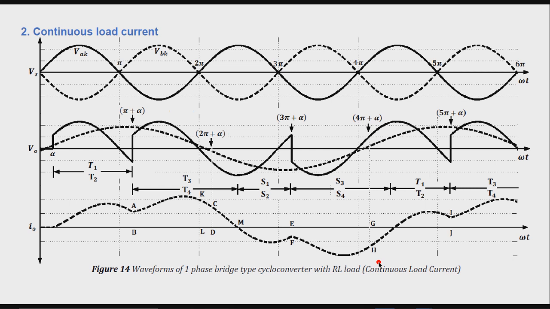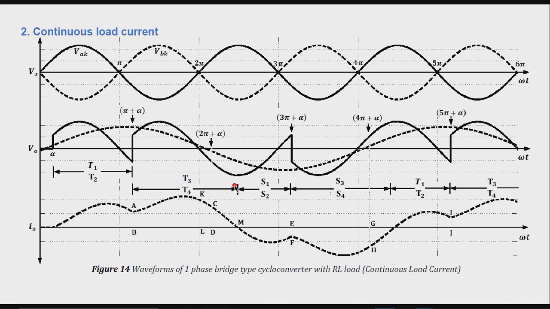The supply voltage has, however, gone through 4 cycles. Then the output frequency is therefore half of the supply frequency.